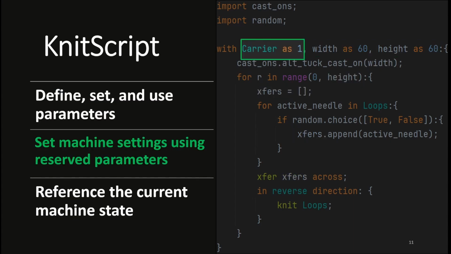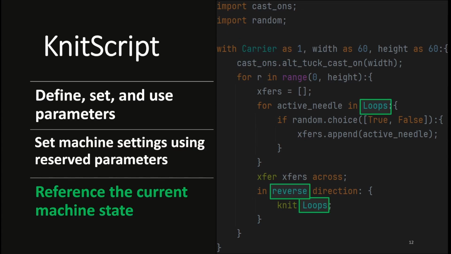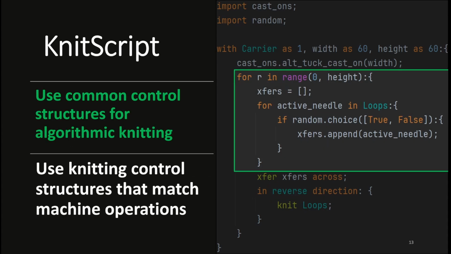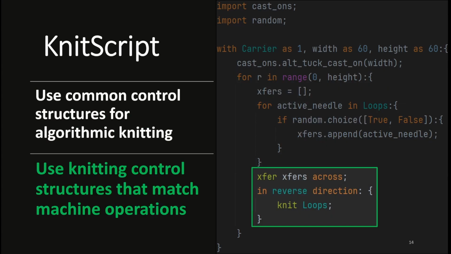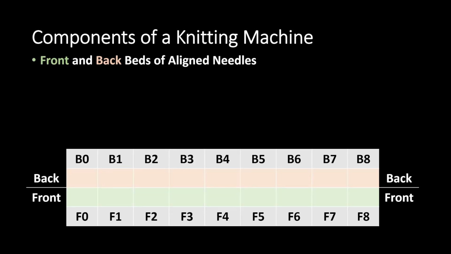We can also specify some properties that are specific to the machine, such as which yarn carrier is being used when we're knitting, or look at the state of the knitting machine, looking for which needles currently hold loops or what direction the machine is going to move in next. And of course, like any other programming language, we can use common control structures like for loops and if statements. But we also have some control structures that are specific to knitting and carriage passes, so that we're always keeping track of what we can do on the machine.